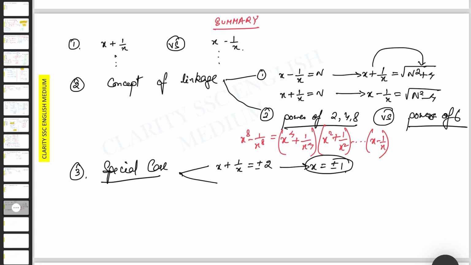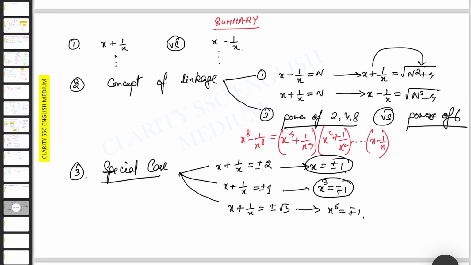And the second case is x plus 1 by x is equal to 1. Let me write plus minus 1. Then reverse this. Minus will become plus and plus will become minus. That means x to the power 3 is equal to minus plus 1. And the last one, x plus 1 by x is equal to plus minus root over 3. Then x to the power 6 is equal to minus plus 1. These are the three special cases that we can see in the exam.